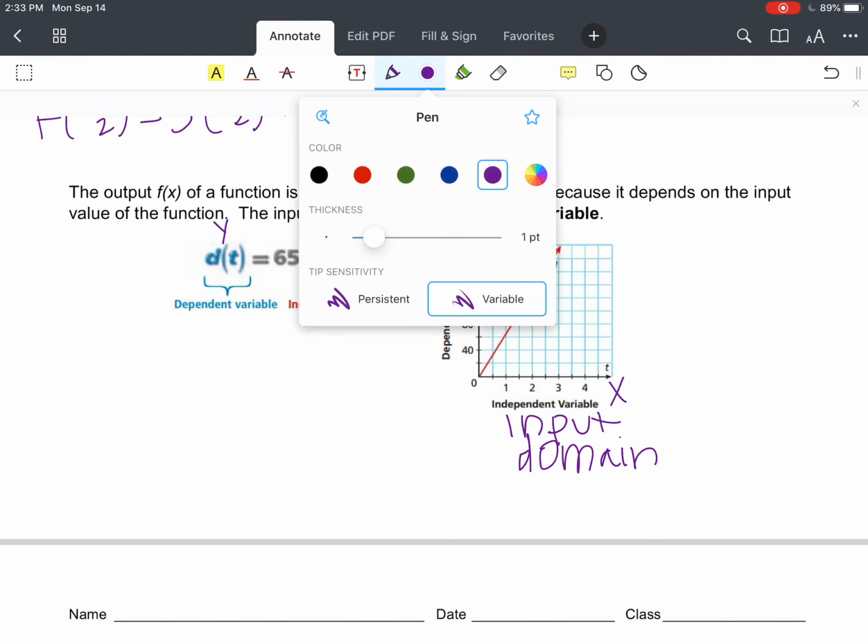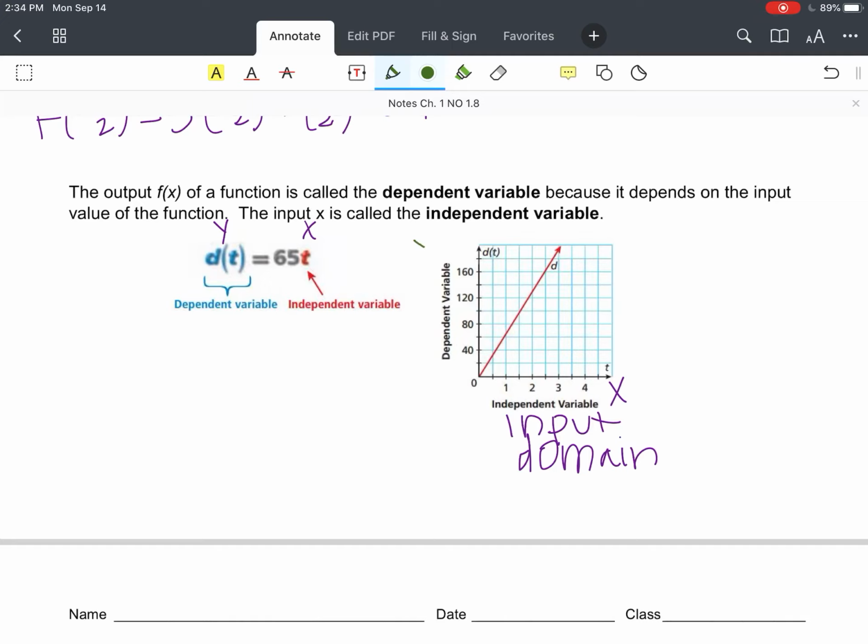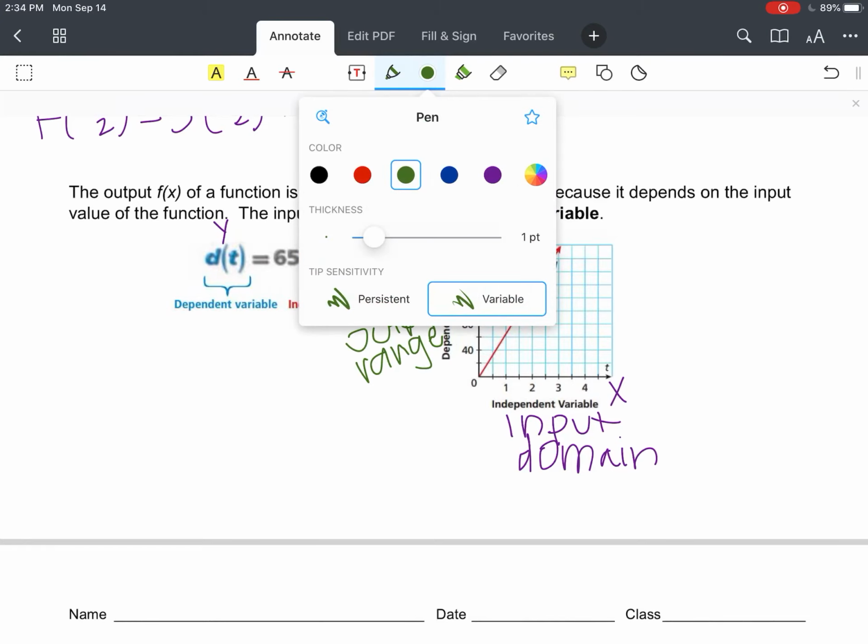So your d of t, again, we may have called this y prior. You could also call it your output. Your y-axis is your output, or the range. So it's taking what we already know about graphs and equations and putting it in terms of functions.